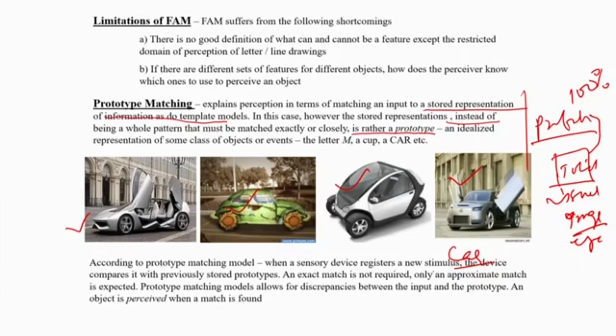Generally, prototypes are abstractions, mental representations made from several instances of a particular category, of a particular class of events. According to the prototype matching model, when a sensory device registers a new stimulus, it compares it with previously stored prototypes. An exact match is not required. The more closely the visual input matches the prototype, the more easily it is identified as belonging to that particular class.